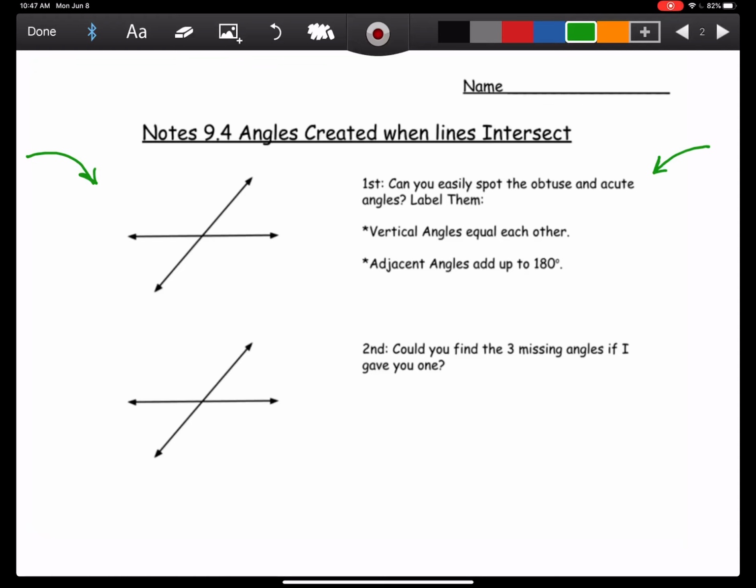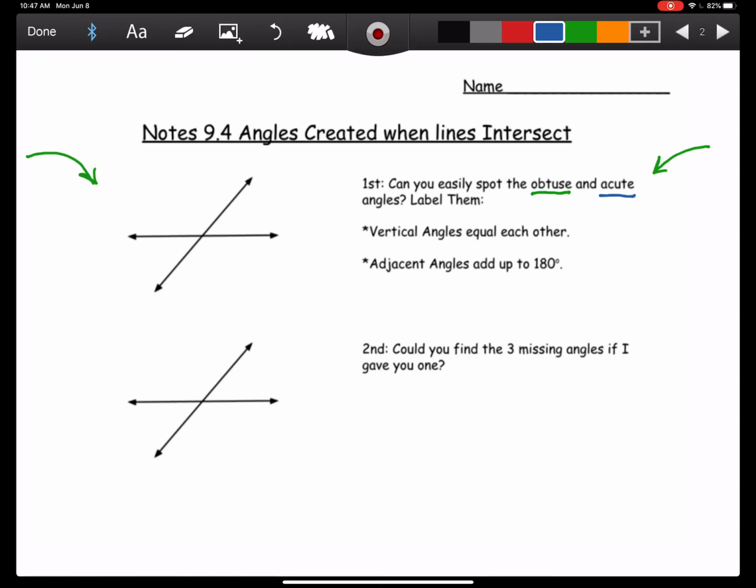So the first thing I want to ask is, can you easily spot the obtuse, which I'm going to write in green, and the acute angles? Can you easily spot them? Go ahead and pause the video and see if you can label those. I would do it in pencil, but label those lightly. See if you're right, okay? All right, let's see if you got it right.